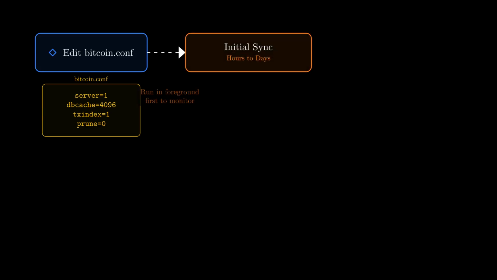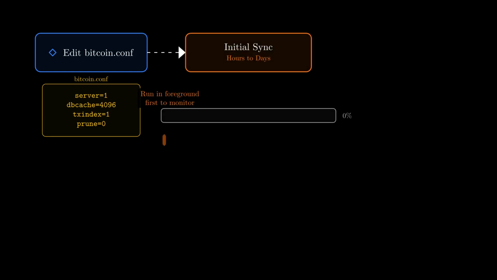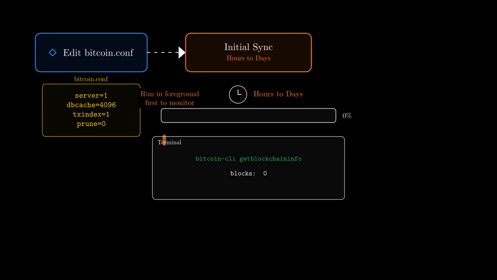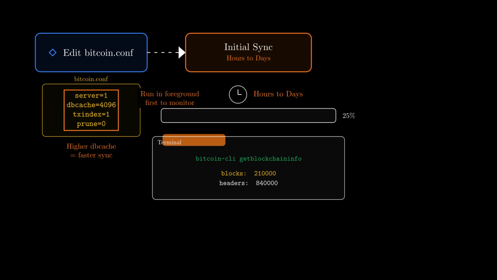You've chosen your profile and edited your config file. Start bitcoind in the foreground first to watch the logs. The initial blockchain sync takes hours to days depending on your hardware, internet speed, and the dbcache setting. A higher dbcache dramatically accelerates this process. Monitor progress with bitcoin-cli. Check the current block height and compare it to the network tip. Don't set and forget until you've confirmed blocks are downloading and validating correctly.